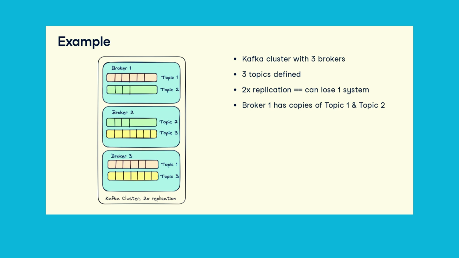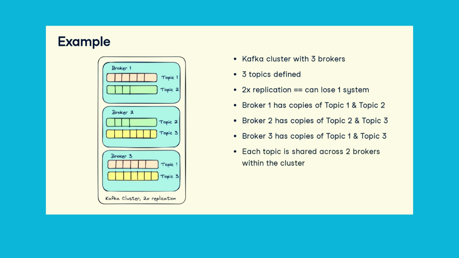Broker 1 has a copy of topic 1 and topic 2. Broker 2 has a copy of topic 2 and topic 3. Broker 3 has copies of topic 1 and topic 3. As such, each topic is shared across 2 brokers on the cluster, providing the 2x replication. Note that the actual layout of the data will vary, but this illustrates a basic layout scenario.